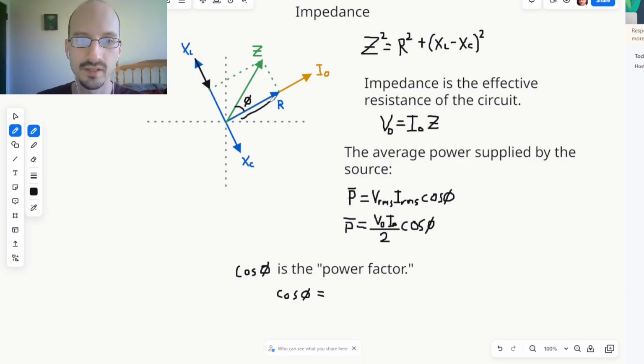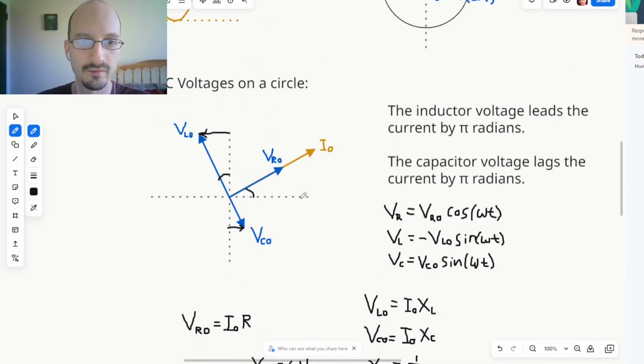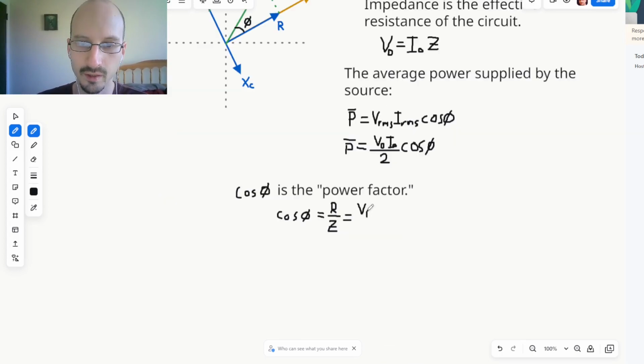Cosine φ is called the power factor, and we can find it because, remember, we're looking at triangles. It is the adjacent side of the triangle divided by the hypotenuse. So the power factor is equal to the resistance divided by the impedance. And if we scroll up to look at our voltage diagram, it would end up being the resistance voltage divided by the total voltage. VR max divided by V supplied max.